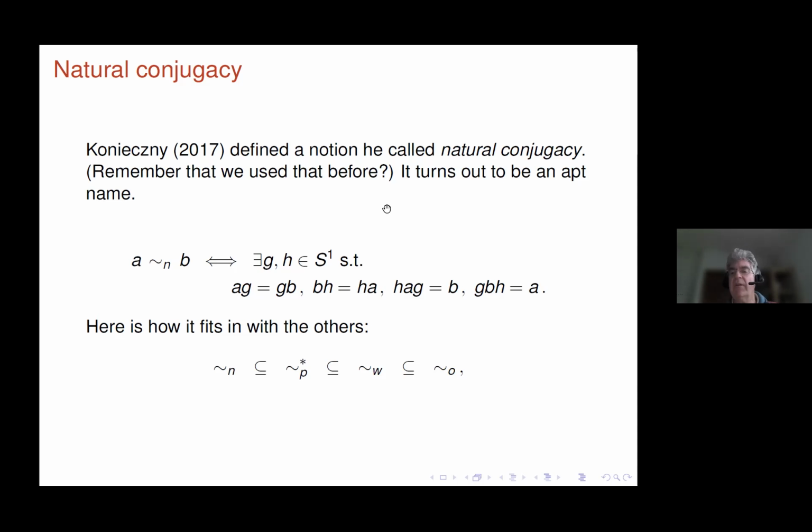This is not to say that natural conjugacy is the least, minimal conjugacy. That would, I mean, first of all, what would that even mean? And secondly, there's no evidence to suggest that, other than the fact that it's just very well behaved.